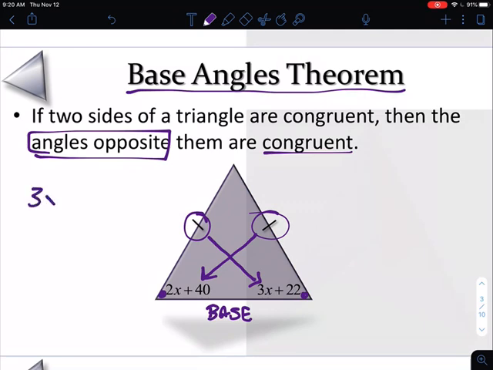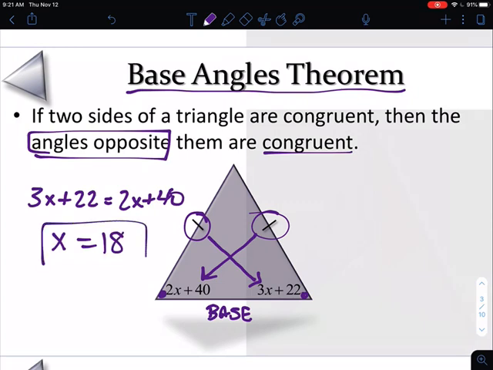So now I could say 3x plus 22 is equal to 2x plus 40, because those two angles have to be identical, and that's because they're across from, or opposite from, the two congruent sides, the legs. So then I can solve from here: subtract the 2x over, I get x, subtract 22 to the other side and get 18, and I found my value of x.